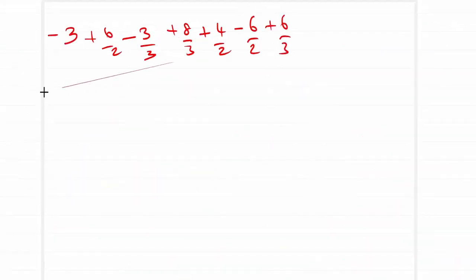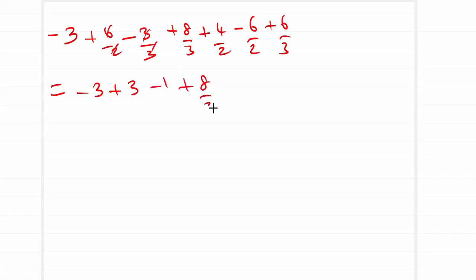Let us simplify these quantities now. So on simplification this gives me minus 3, this goes plus 3, this goes minus 1, plus 8 by 3, this goes 2 times, this goes minus 3 times, and this goes plus 2 times. So you have it to be equal to minus 3 and plus 3 can be cancelled off. Minus 3 and minus 1 will make it minus 4.